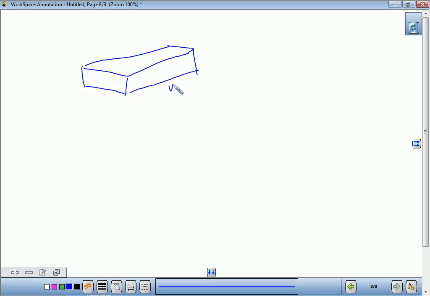So we'll call this the width. We want the height to be 3 inches less, and we want the length to be 4 inches less.